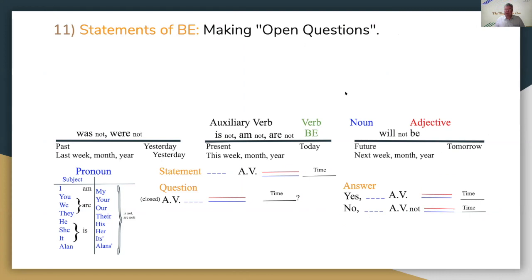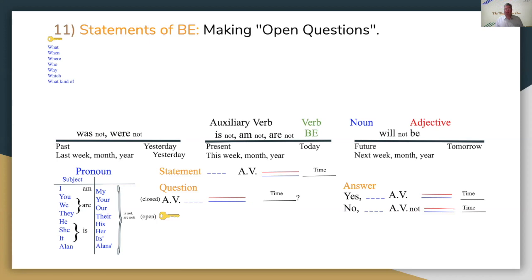Now, the next style of question is an open question. When we make an open question, we need to use words that are called interrogatives. Now, I don't like that word interrogatives. It's too difficult for people, so I just call it a key. It's a key. And I'll put the keys up here in the top left corner. What, when, where, who, why, which, what kind of.